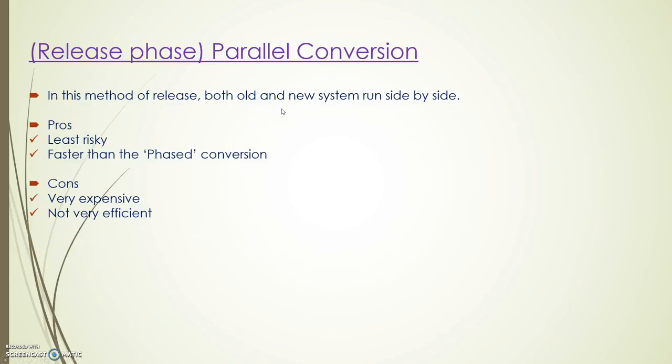Now I have the parallel conversion. In this method of release, both old and new systems run side by side. The pros, least risky, and is faster than the phased conversion. Cons, very expensive and not very efficient.